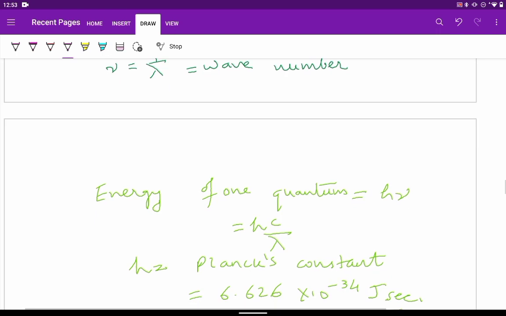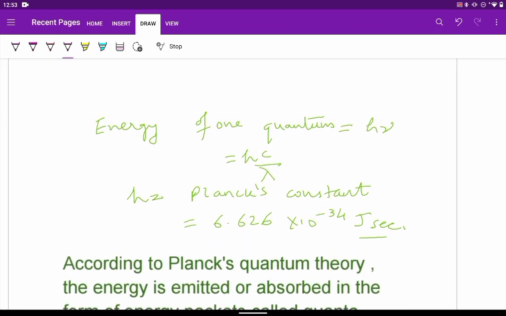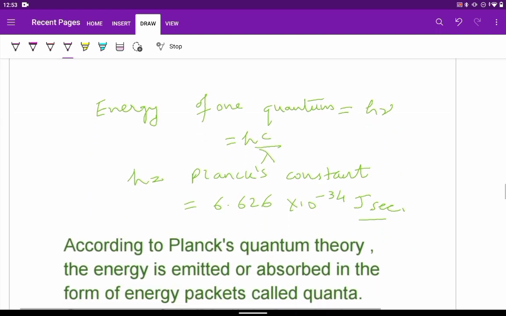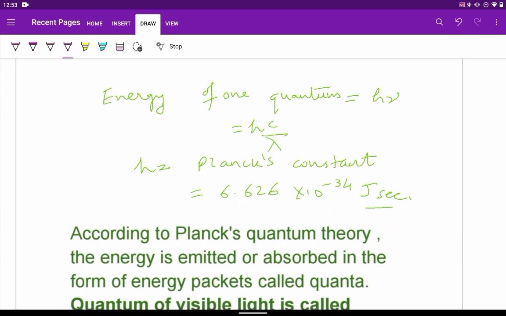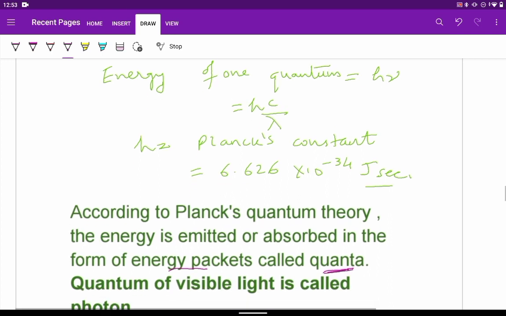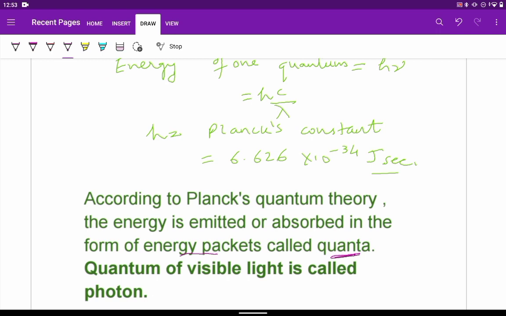Next, energy. Now Planck's quantum theory stated that energy is emitted or absorbed in the form of energy packets. What do we call them? Quanta. Quantum of visible light is called a photon. Only a few wavelengths are visible to us. For that visible light, we call the quantum a photon.